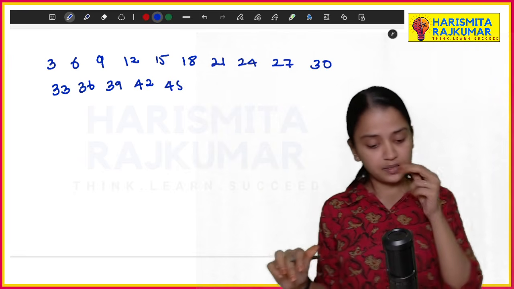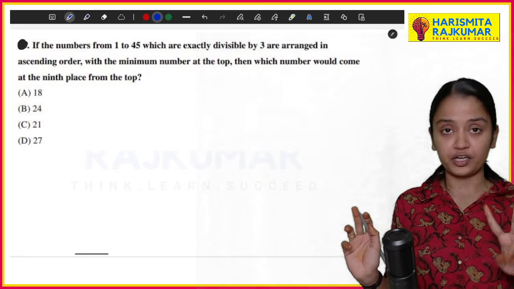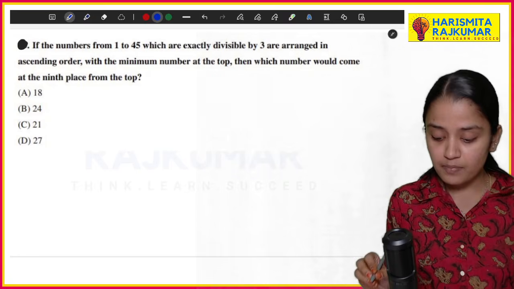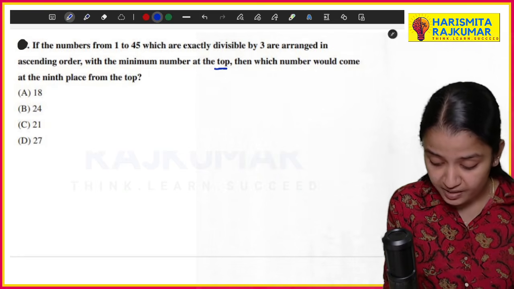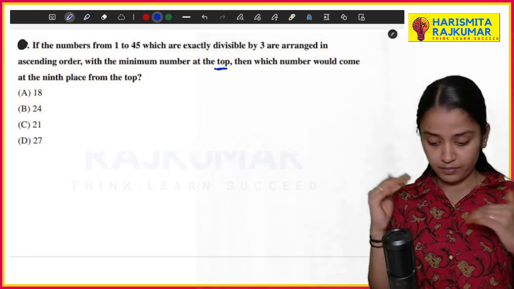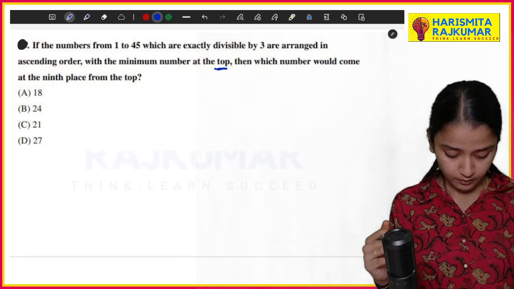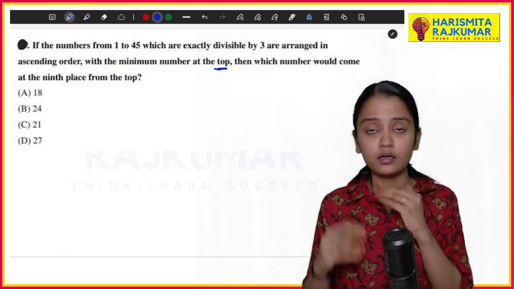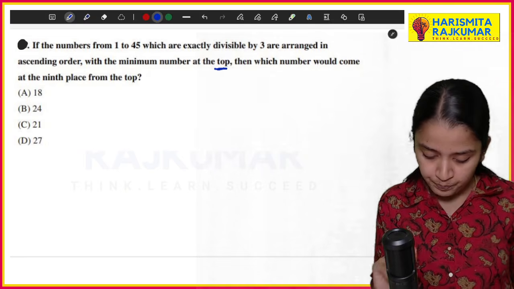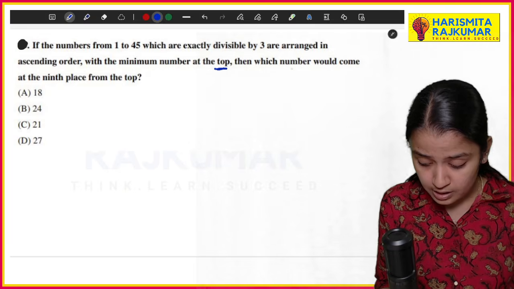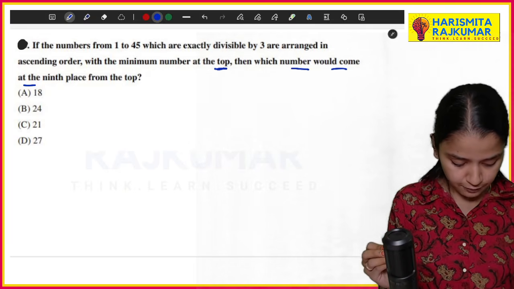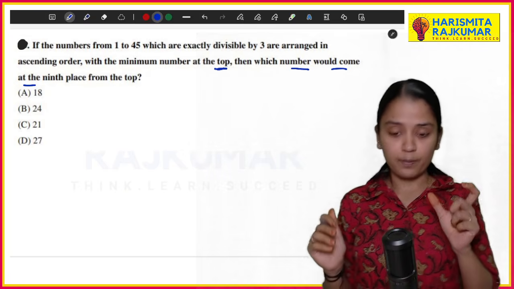Okay, numbers are from 1 to 45 and they are arranged in ascending order. I have arranged it with the minimum number at the top. So they are arranged in such a way that the minimum number is at the top. Okay, which number would come at the 9th place from the top?